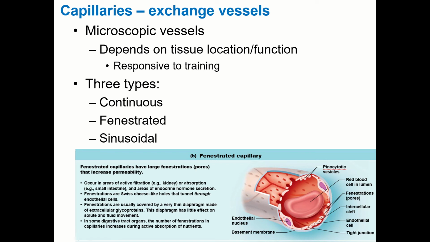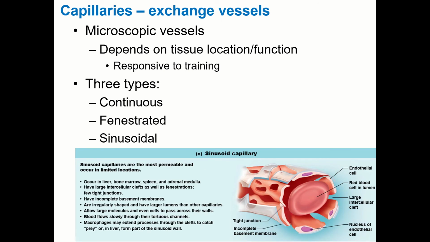So you see those in the kidneys, because we're dropping off water and then reabsorbing the vast majority of it. We're allowing sodium, potassium to pass, and then we're reabsorbing the vast majority of it. And so those holes in those endothelial cells allow large molecules and fluids to pass relatively easily. So we see these fenestrated capillaries where there's a lot of filtration, like in the kidneys, or absorption, like in the small intestine. And then our sinusoidal capillaries.